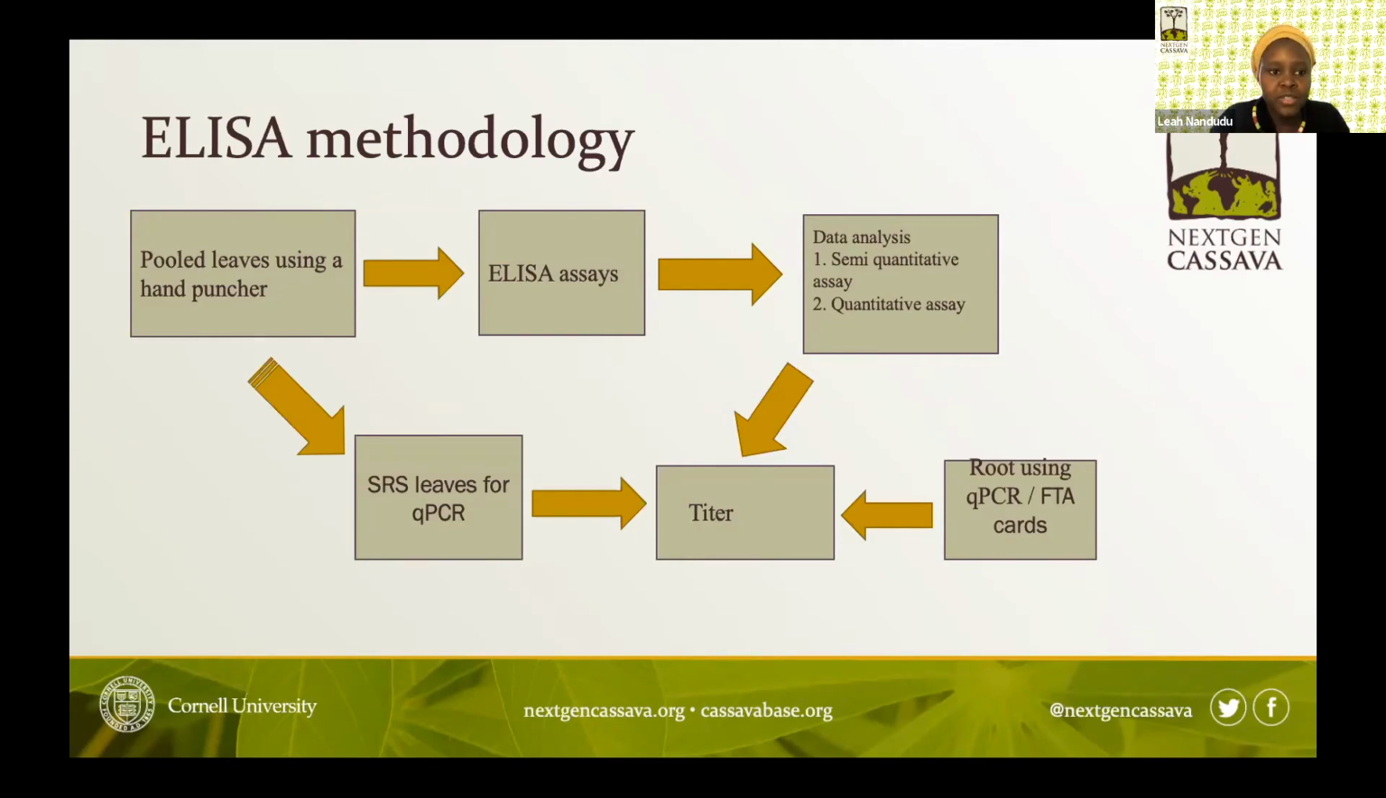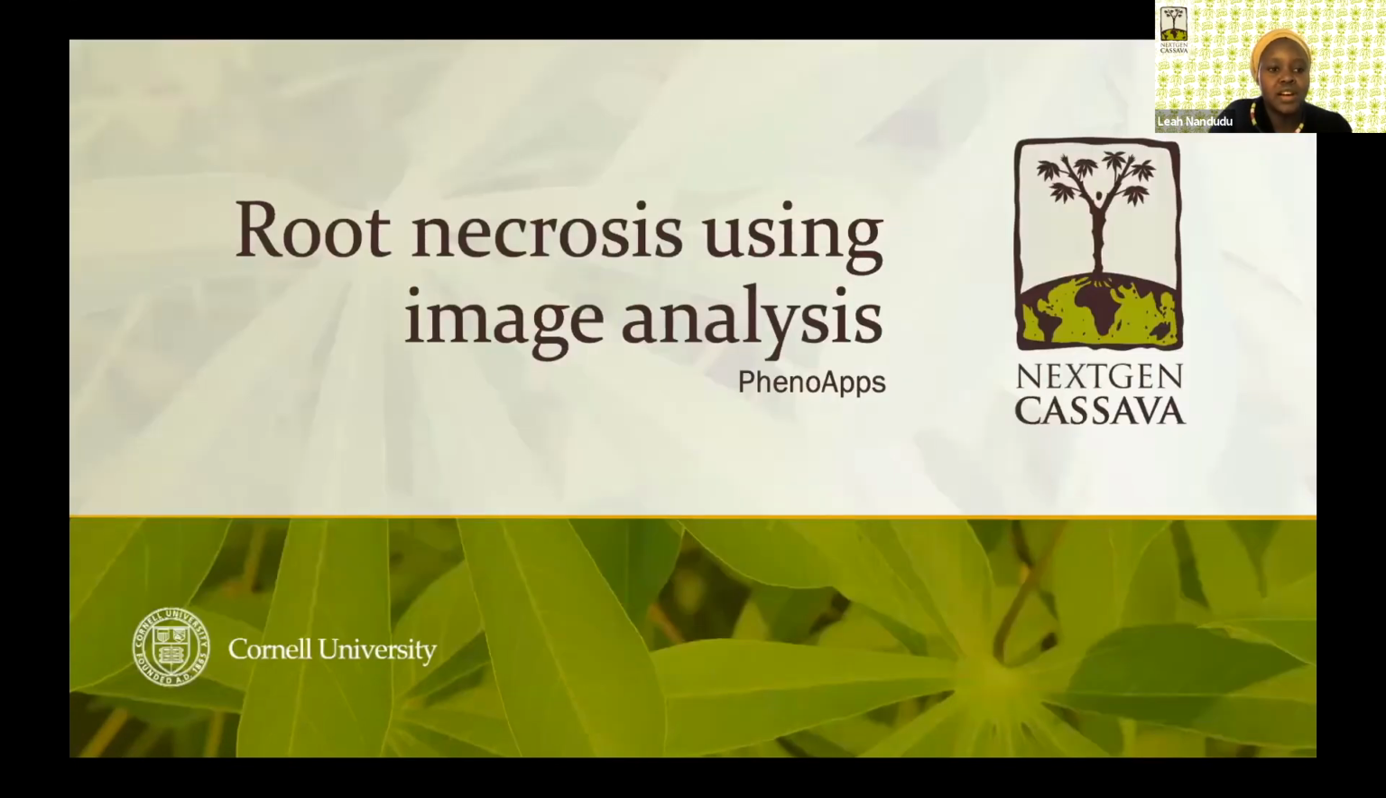So from viral titer, we will be looking at root necrosis using image analysis. We're using the Pheno apps in collaboration with Makerere University. Now, it's important to know that root necrosis is the most devastating symptom of CBSD. It affects the root, which is of economic importance to us. But surprisingly, it's the least studied symptom because it's only evaluated once in the growing season, that is at harvest.